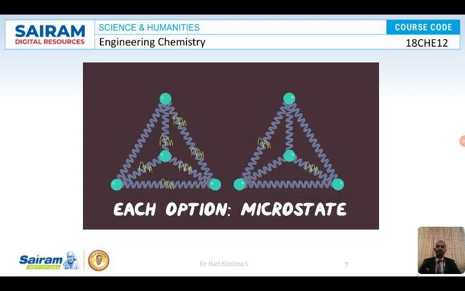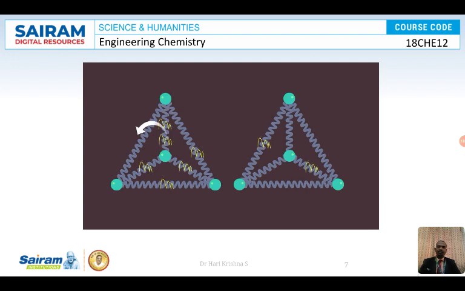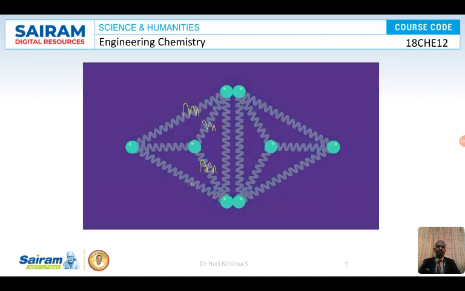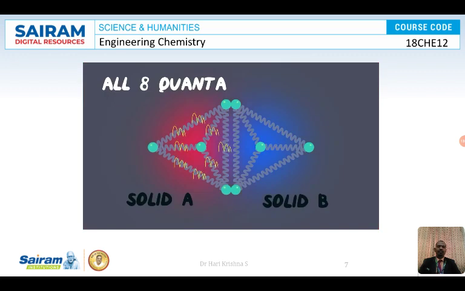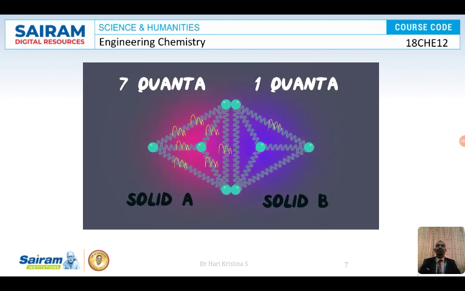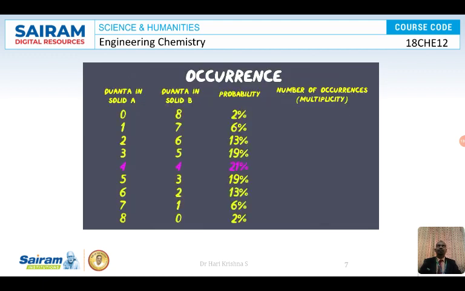Each of these options is called a microstate. For 6 quanta of energy in solid A and 2 in solid B, there are 9,702 microstates. Of course, there are other ways our 8 quanta of energy can be arranged. For example, all of the energy could be in solid A and none in B, or half in A and half in B. If we assume that each microstate is equally likely, we can see that some of the energy configurations have a higher probability of occurring than others. That's due to their greater number of microstates.